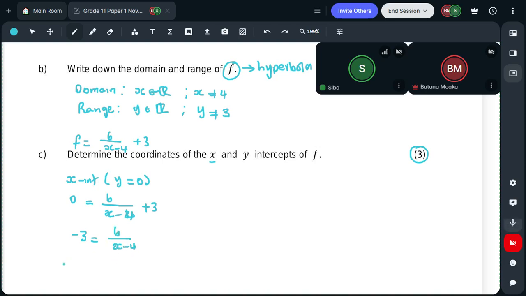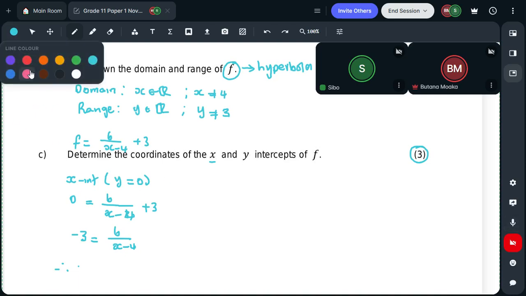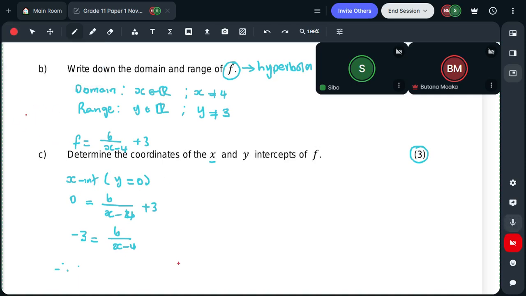Then we're going to cross multiply. To get rid of that fraction, I'm going to multiply both sides by x minus 4. So I'm going to multiply this side by the x minus 4, and I'll also multiply the other side by the x minus 4, so that this x minus 4 cancels with that one. This side, it will be minus 3. We multiply that by x minus 4, and this is equated to 6.